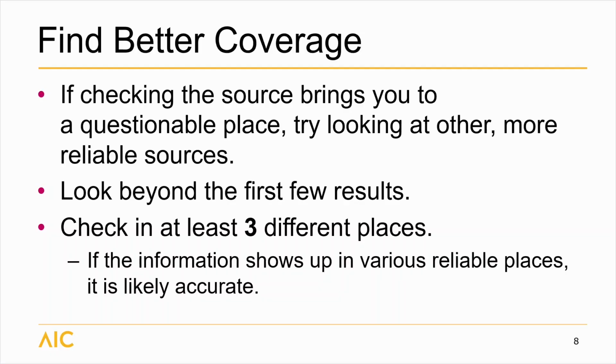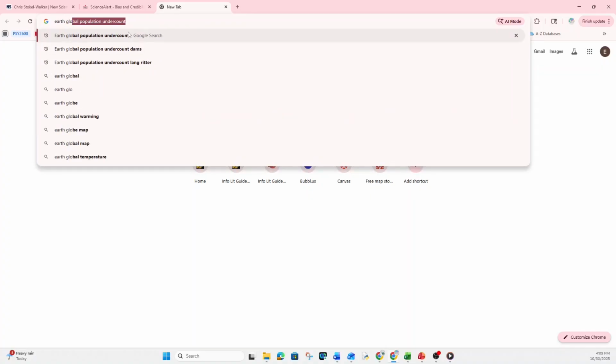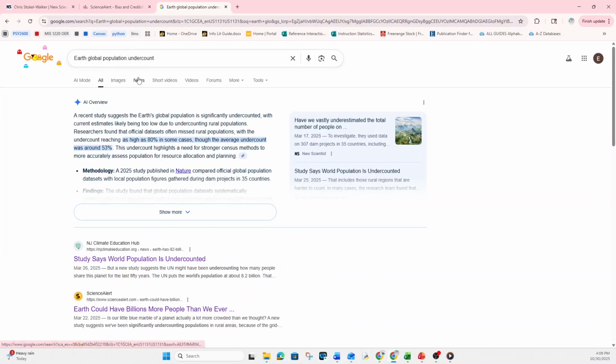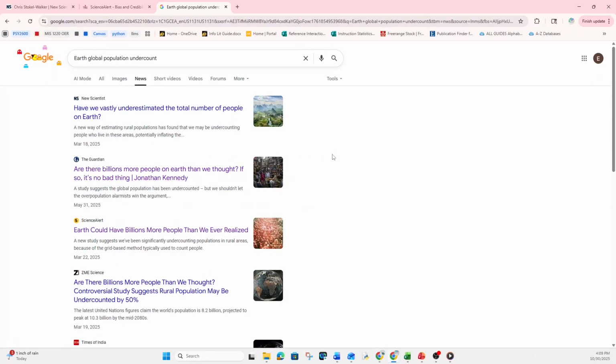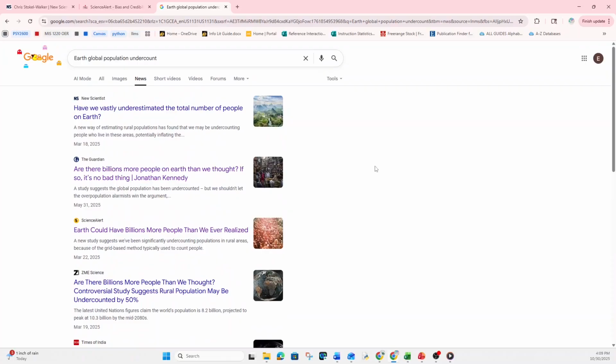Our next step is to find additional coverage on this issue. Because I'm looking at a news article that I found on the web, I'll turn to Google first and search for some related keywords. Earth global population undercount. I can use the news tab here to get more news articles and fewer forums, web pages, things like that. And when I look in here, I can find articles from a few other sources besides the New Scientist, mostly small science-focused sites. When I read these articles, I find similar basic facts on the situation. That a new study has revealed population undercounts in rural areas, but that no specific amount of undercounted people has been identified, and the scope of the issue is unclear.